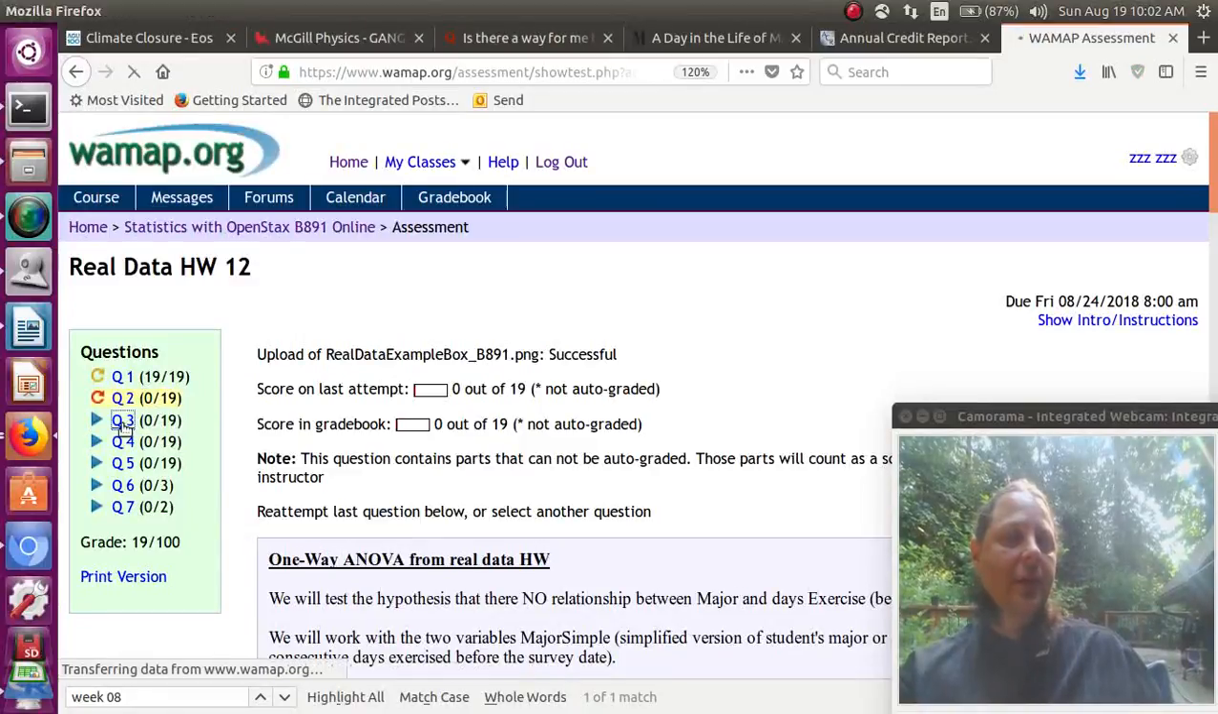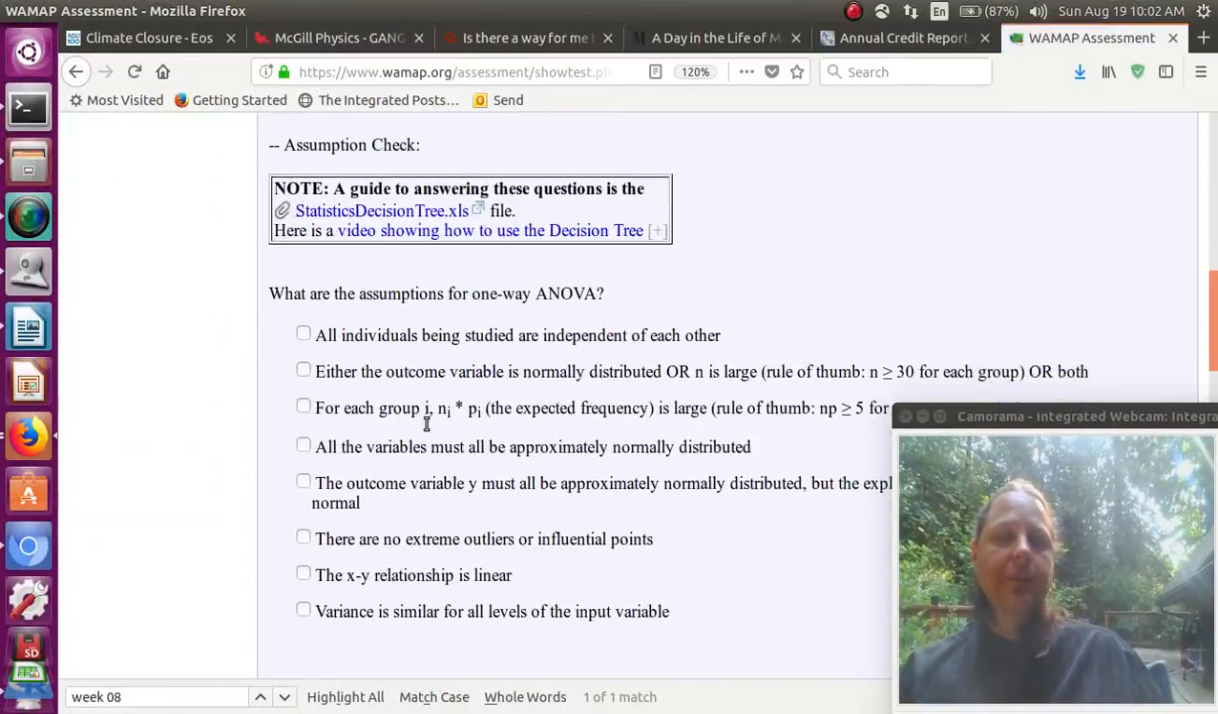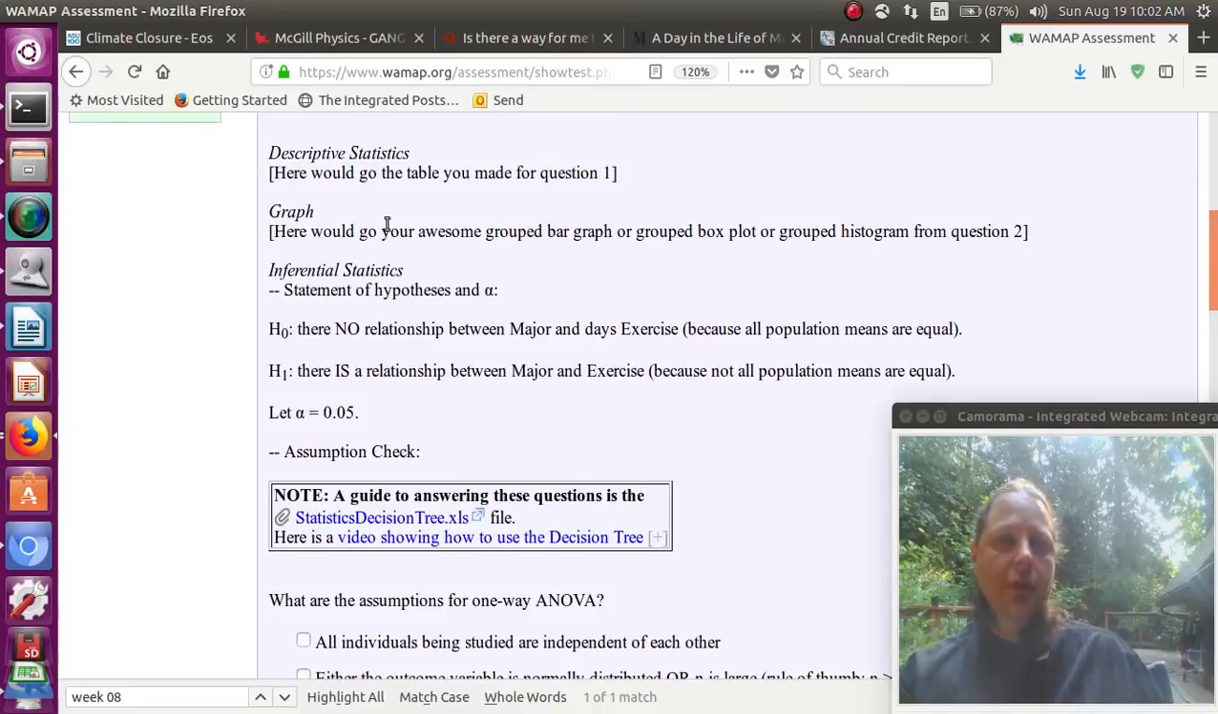Needs to grade it. Go to question 3. Now we actually run the ANOVA. So here would go your descriptives, here goes your graph.